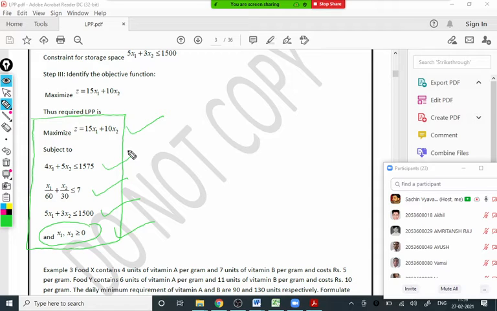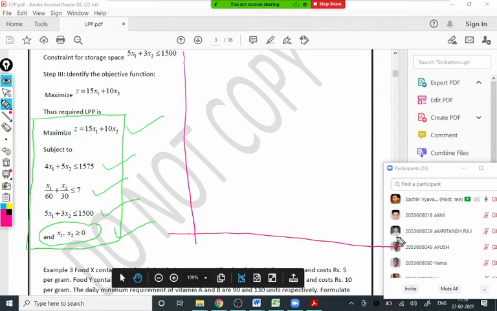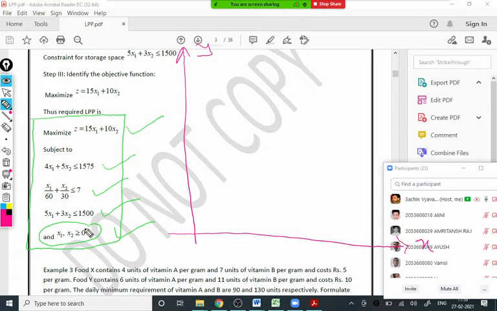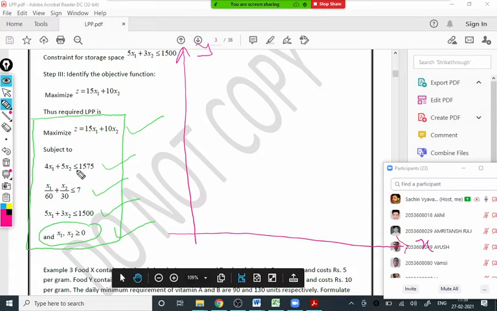Now to plot the graphical method, the first thing we have to do is start with the x and y axis. Suppose this is the x axis, this one is the y axis. Next step, we have to draw a line for each constraint. So convert the inequality to equality.